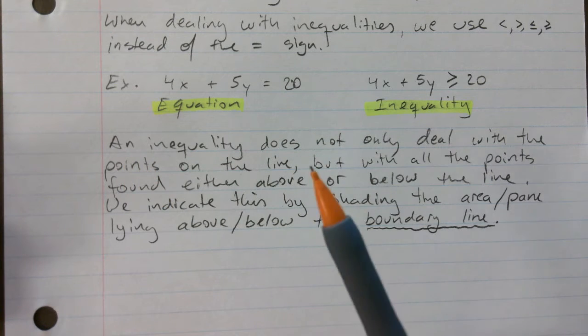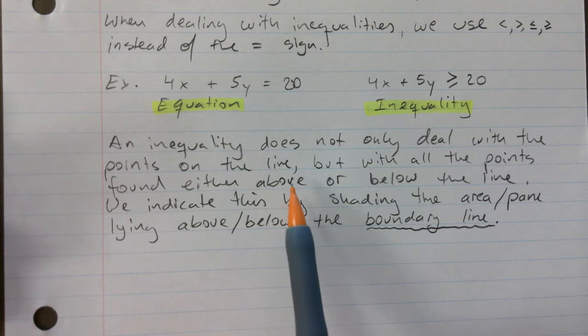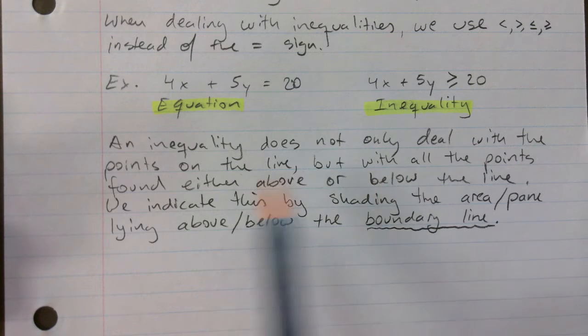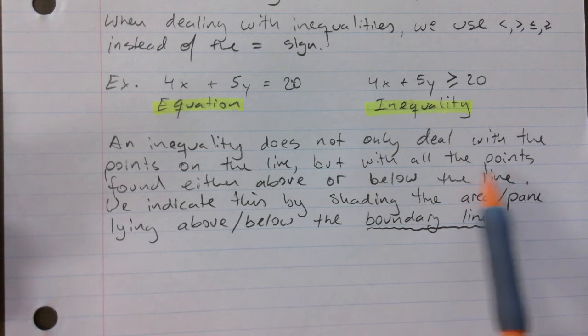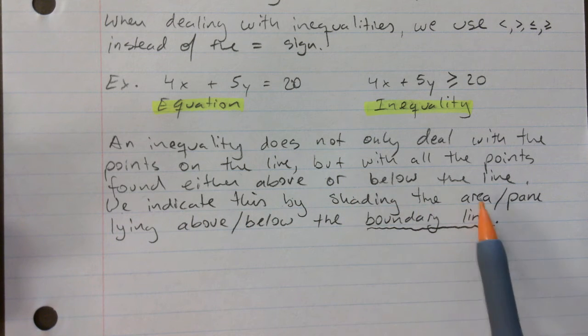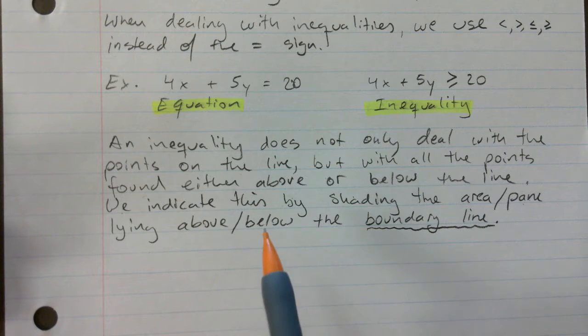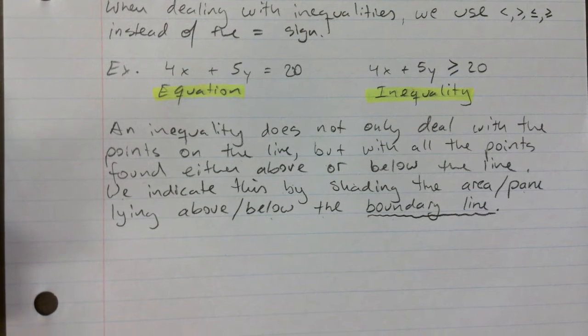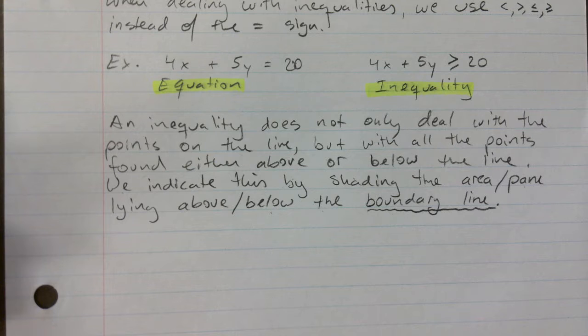An inequality does not only deal with the points on the line, but with all the points found either above or below the line. We indicate this by shading the area or pane, so a pane is an area, right? Lying above, below the boundary line. That's what that paragraph is saying. Okay.